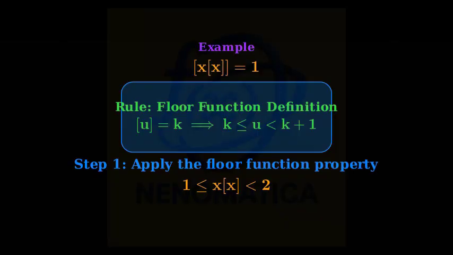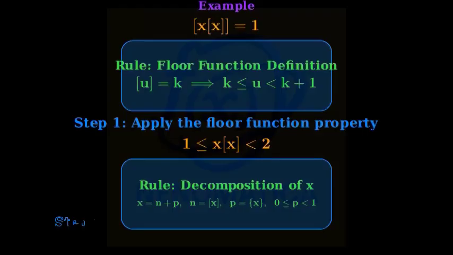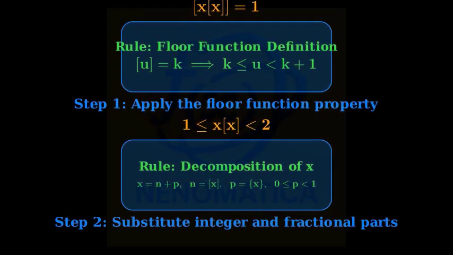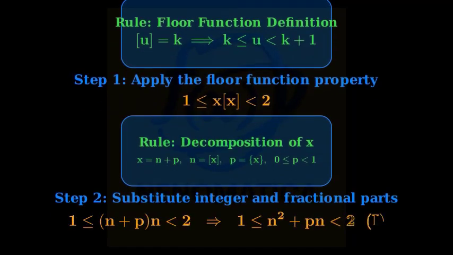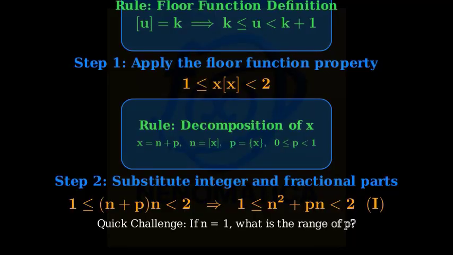Step 2. Substitute integer and fractional parts. Let x equal n plus p, where n is the floor of x and p is the fractional part of x with 0 less than or equal to p less than 1. Substitute into the inequality to get 1 is less than or equal to n squared plus pn, which is less than 2. We label this as capital I.